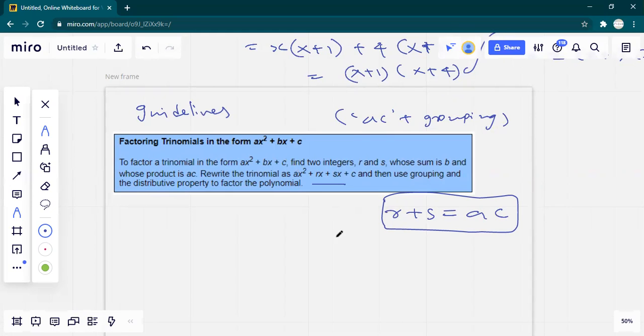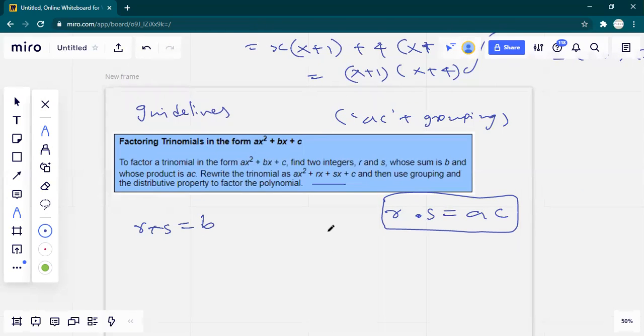Okay, let's start with a simple example. We are looking for r and s combinations such that r plus s is equal to the middle term b, and r times s is equal to ac. My apologies again: r times s is equal to ac, and r plus s is equal to the middle term.